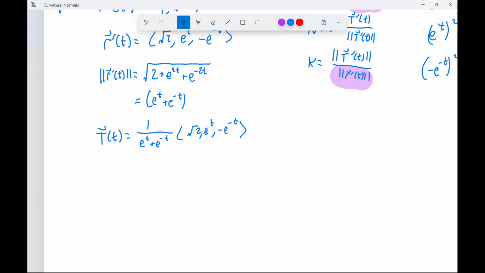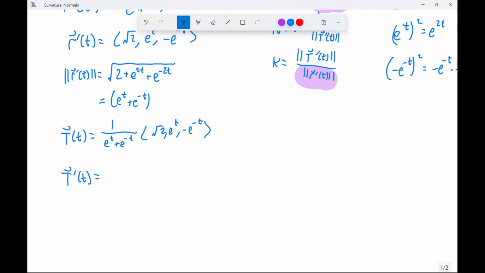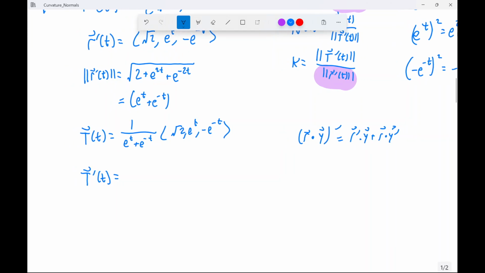No, that won't really help much. Okay, let's just compute the derivative. For this, I'm going to use the product rule. The product rule works even for vectors. So like r dot y prime is equal to r prime dot y plus r dot y prime, and similar formulas for all different types of vectors. The product rule still works for vectors, is my point. So we can use the product rule.